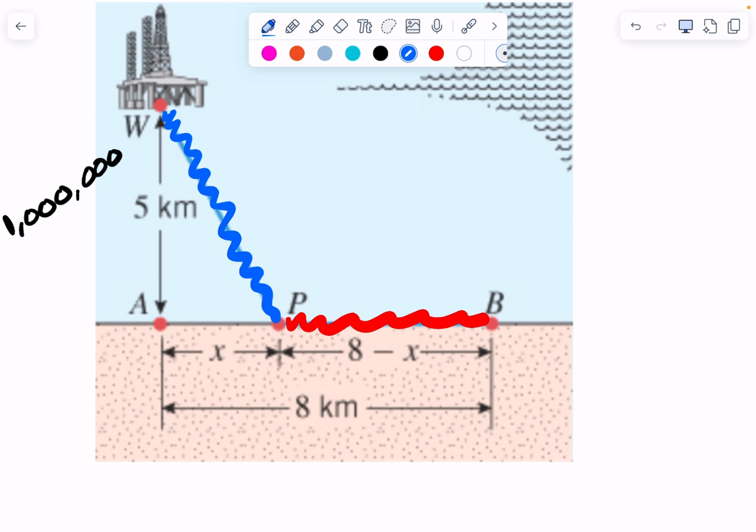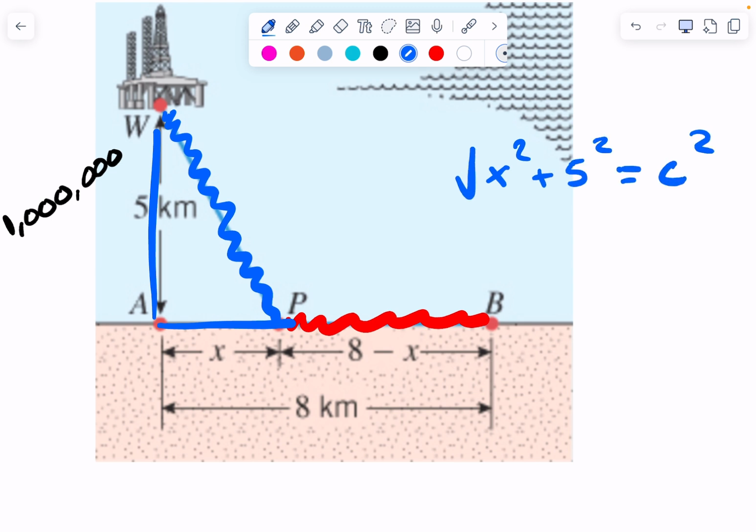We've got 8 minus x is the red, and then the blue would be the Pythagorean theorem with x and 5. So x squared plus 5 squared equals c squared. So this guy is the square root of x squared plus 25. Is that true? Ugly. Okay, all right. No, we're good.